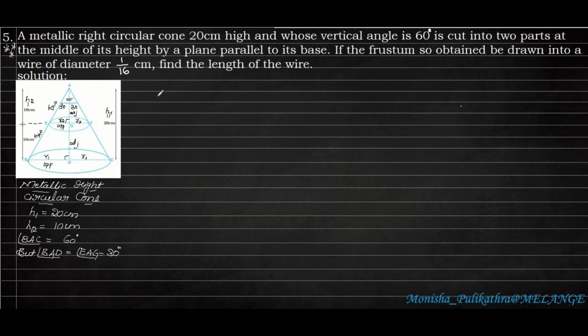Okay. So first we have to find out the volume of the entire cone. So before finding the value, we want to know the values of R1, R2. We don't know the values of R1 and R2. Radius is not given. Okay, R1 and R2 we need to find out. So in that case, first we have to take this triangle EAG.